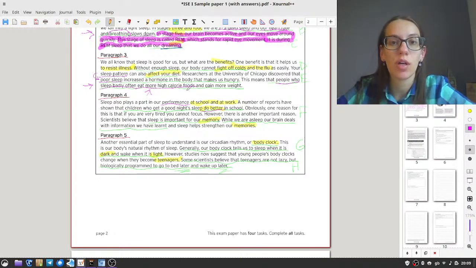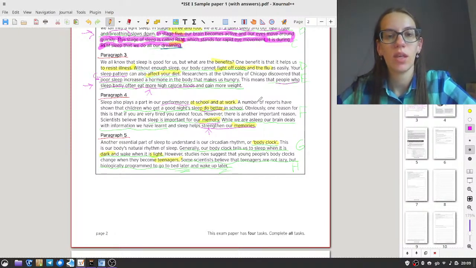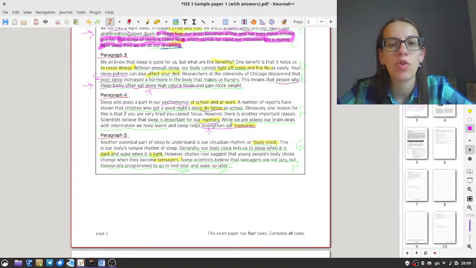What can get stronger? Well, here in fact we have information about memory. Our brain deals with information we have learned, and sleep helps strengthen our memories. So in other words, our memories get stronger. To strengthen is a verb and it means to get stronger. So we can take this word here, memories.